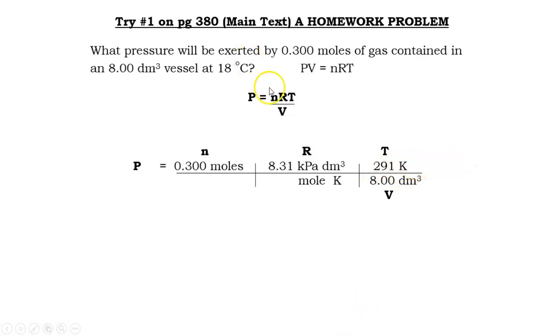You plug it in. N is 0.3 moles, R is 8.31, and look how I have the units. There's a numerator and a denominator for R. And then T goes in the numerator, and then V goes in the denominator with moles and Kelvin. Everything cancels out. Kelvin cancels out, decimeters cubed cancel out, moles cancel out. I'm left with kilopascals. Let the units drive your problem. 90.7. There you go.